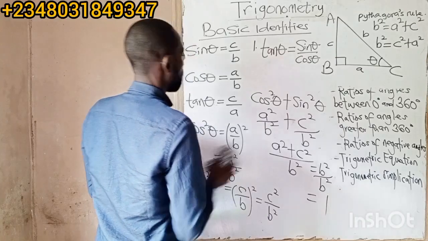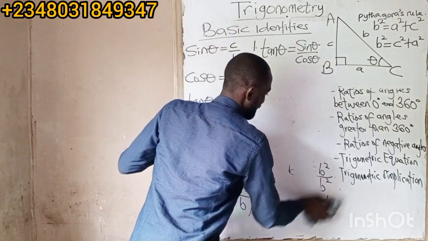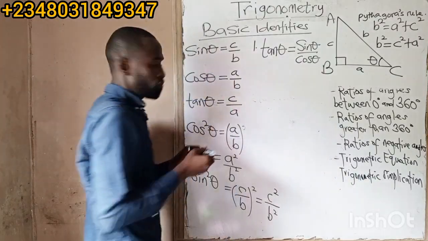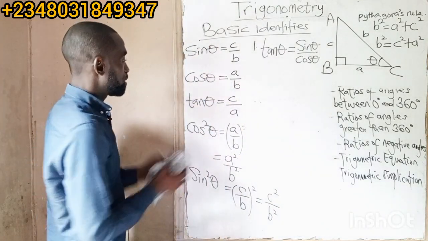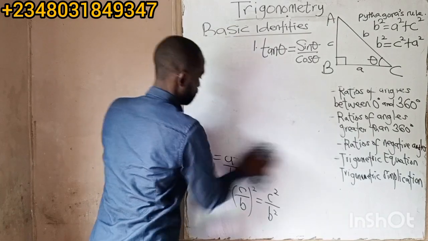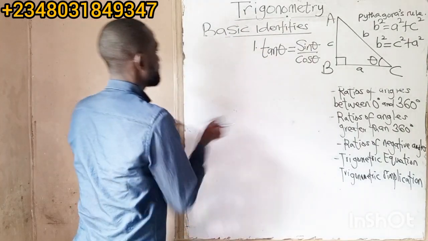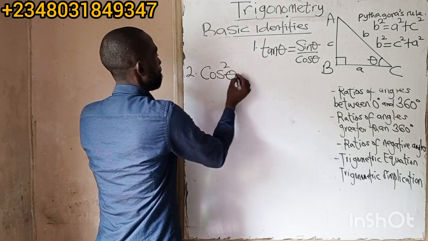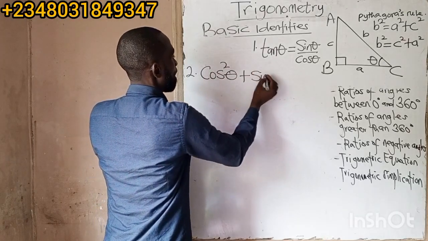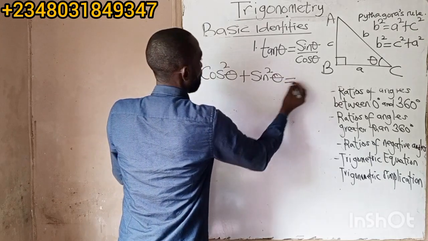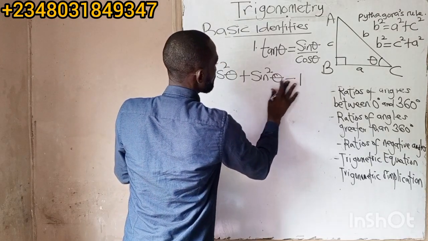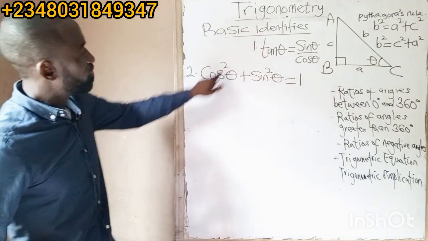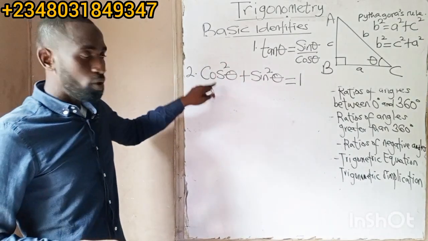So let me write the next basic identity. Let me write it full so I'll be able to see what we're doing. So the second basic identity: cos square of something plus sine square of that thing must give us 1. It must give us 1. So what's the next thing now? I will now work on this. This is the first basic identity. This is the second basic identity.